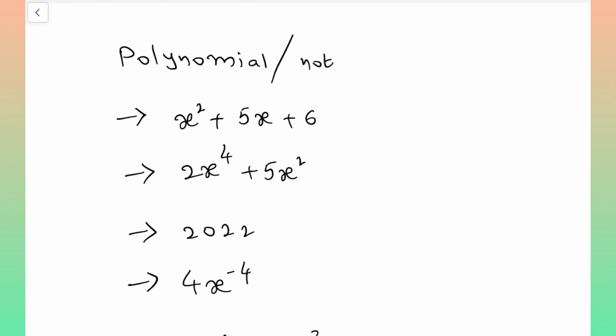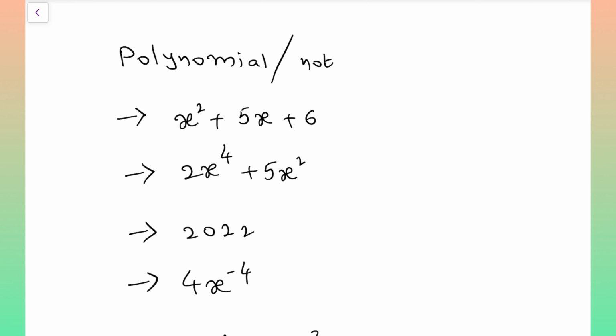For any expression, if the power of a variable is a whole number, then that expression will become a polynomial. For any expression, if the power of a variable is a whole number, then that expression is considered a polynomial. Otherwise, it is not a polynomial. So in simple words, in the given expression, check the alphabet only. For that alphabet, if the power is a whole number, then it is a polynomial. Otherwise, not a polynomial.